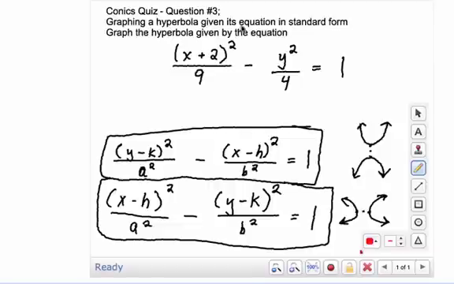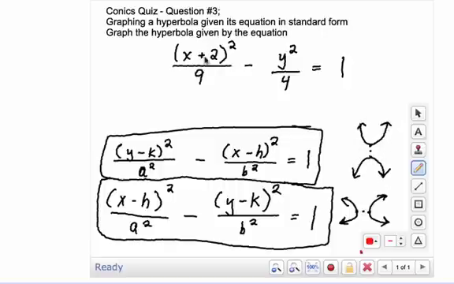When you're graphing a hyperbola, given its equation in standard form, what you want to do is first determine which form it's going to be in. First of all, you can see that this has a minus in it. It looks kind of like an ellipse, but it's got a minus in it. So when there's a minus in between your two squared values, then you know it's going to be a hyperbola. A hyperbola looks like two parabolas going in opposite directions.